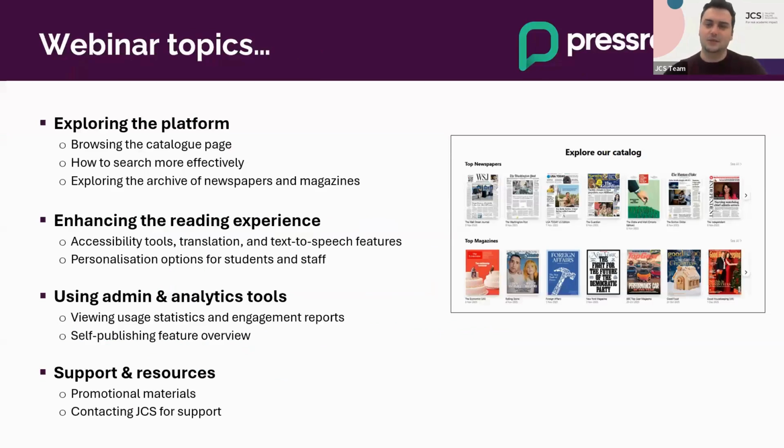So to get started, I just want to run through the agenda for the day. To start with, we're going to be exploring the PressReader platform, going through the catalog page and looking at all of that. Then I'll show you how to search more effectively on PressReader, and we'll also explore the archive of newspapers and magazines found on PressReader.